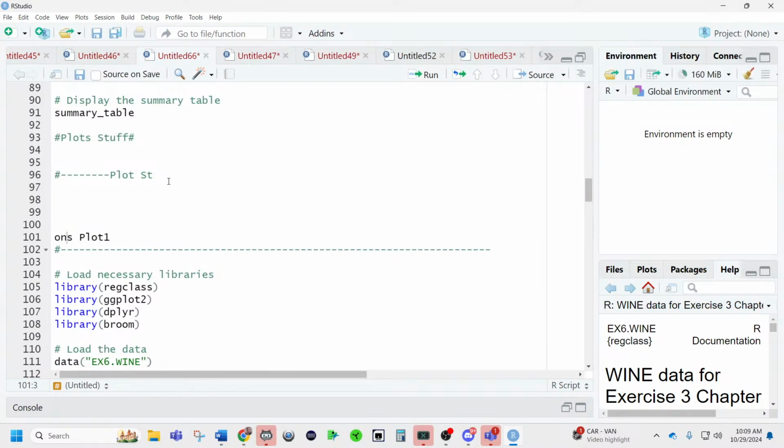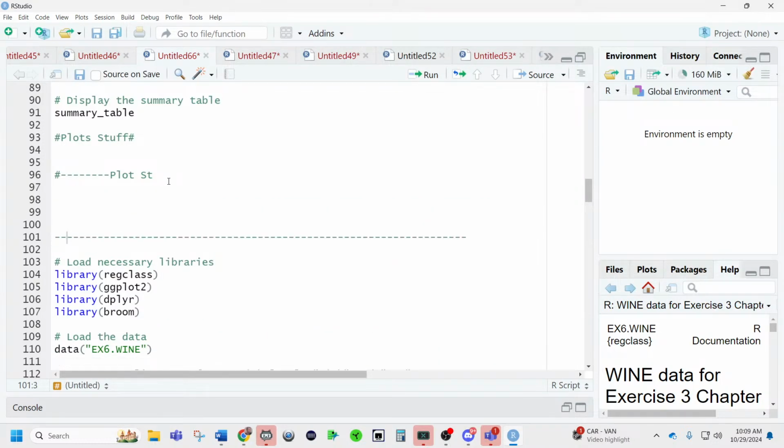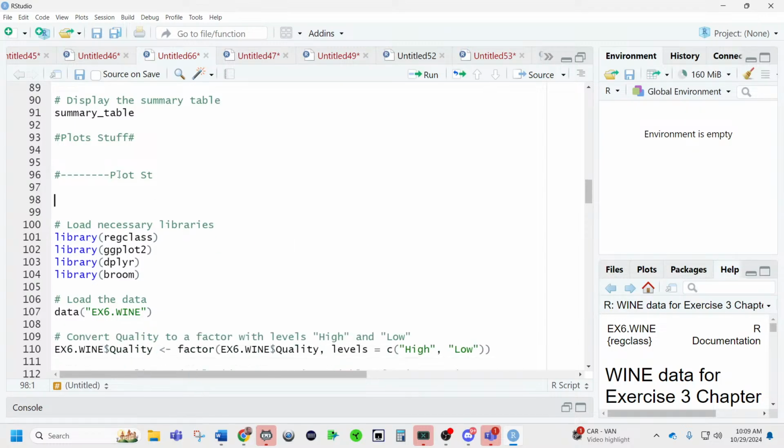Whoa, what am I doing? Okay, let's stop. Let's stop destroying things. Control Z, Control Shift Z. I'm destroying things, Evan. We don't need these. These are just section blocks.